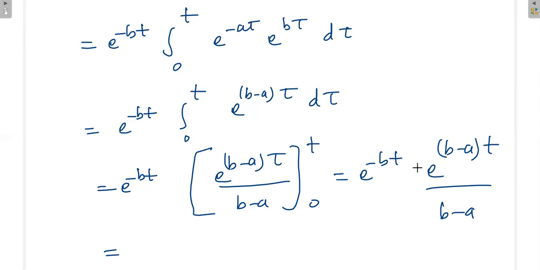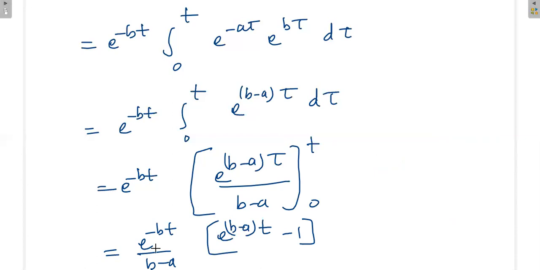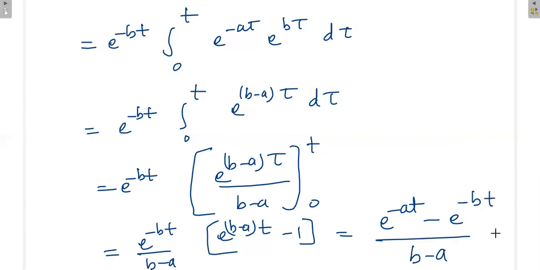If I forgot to apply the lower limit, okay, so now e power minus bt, e power b minus a t, that b minus a I will take outside, then e power 0 is 1, then minus 1. Now once if you multiply this inside, that e power b term cancels, we'll be getting e power minus at minus e power minus bt divided by b minus a, divided by b minus a.